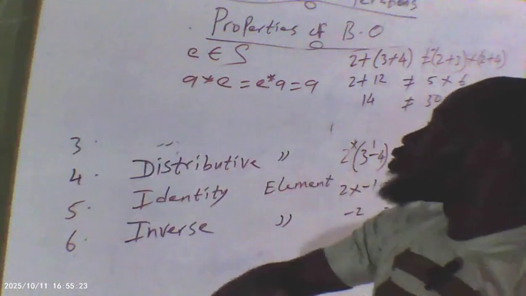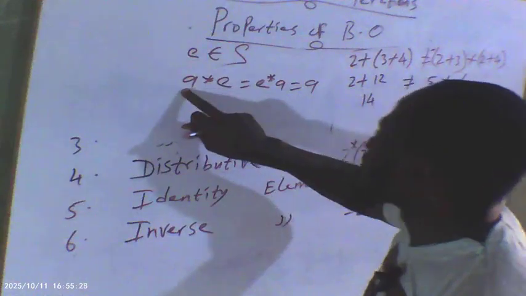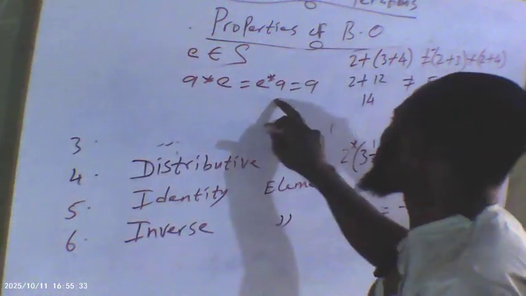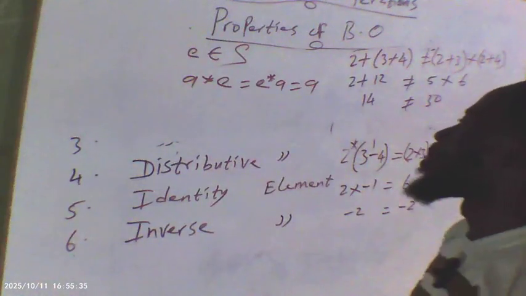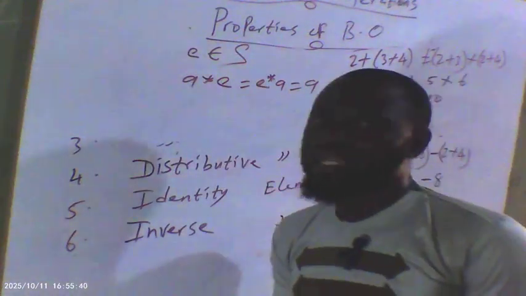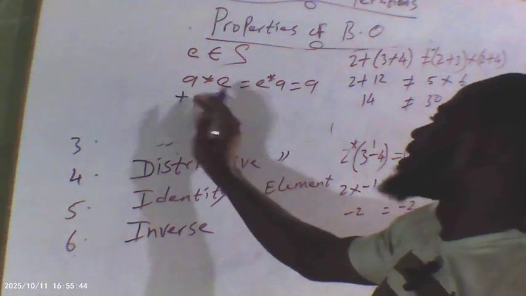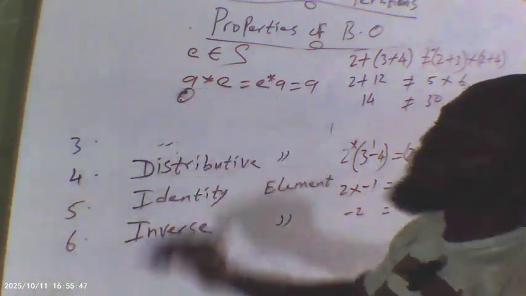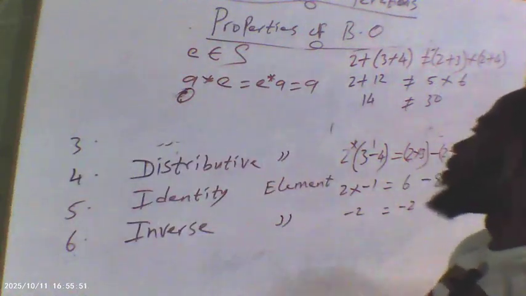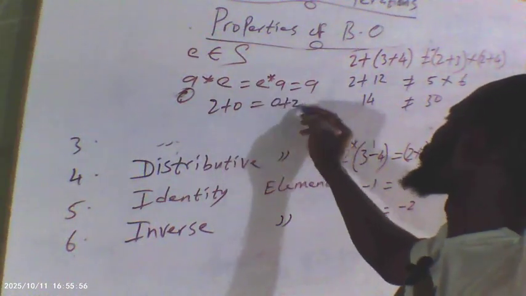If it is commutative, you pick the element and operate with the identity element, or the identity element with the element, and you get the same element back. For example, what is the identity element under addition? 0 is the identity under addition. For example, 2 plus 0 is 2, which is the same thing as 0 plus 2, which is 2.